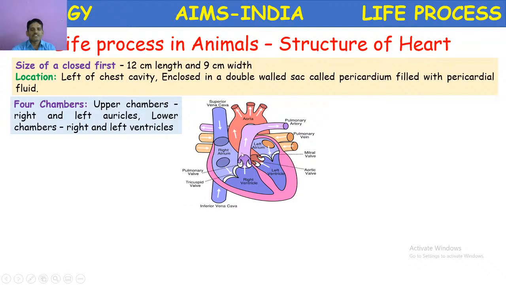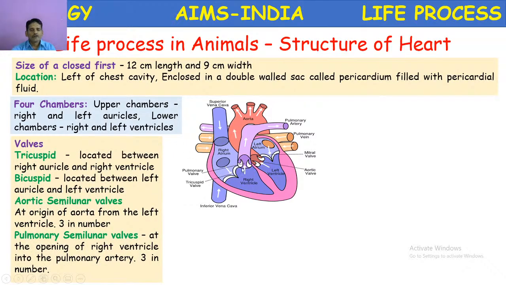There are 4 chambers present in the heart: upper 2 chambers and lower 2 chambers. The upper 2 chambers are called atria or auricles, right auricle and left auricle, and the lower chambers are called ventricles, right ventricle and left ventricle. Always remember, our left hand side represents the right chambers.